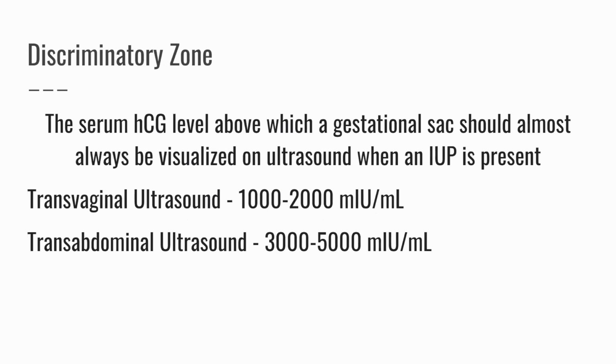Next, we'll just talk about this concept of the discriminatory zone. This comes up all the time on board exams, on the emergency medicine boards and in-service exams, and others. So the definition is the serum HCG level above which a gestational sac should almost always be visualized on ultrasound when an intrauterine pregnancy is present. And the numbers that the boards have used traditionally are around 1,200 to 1,500 for transvaginal ultrasound, and for transabdominal, usually around 5,000 to 6,000.